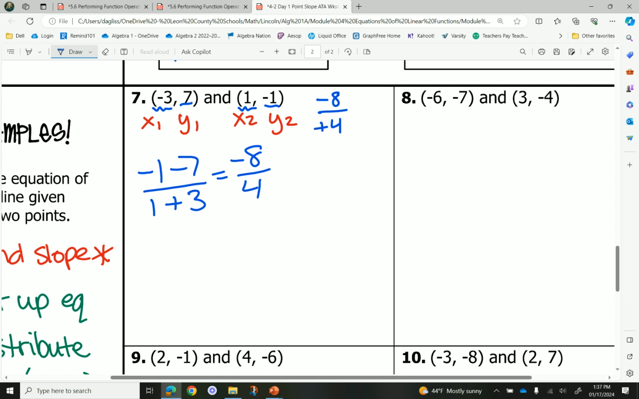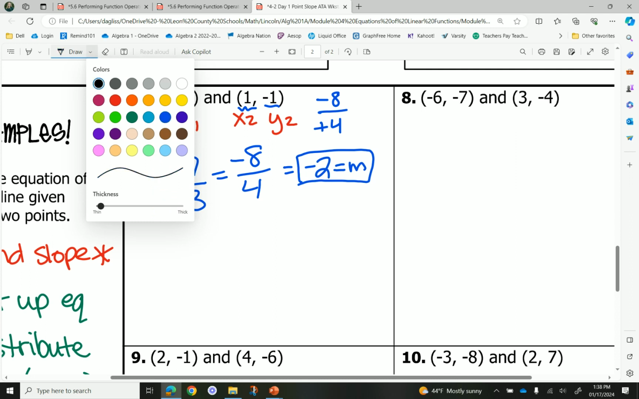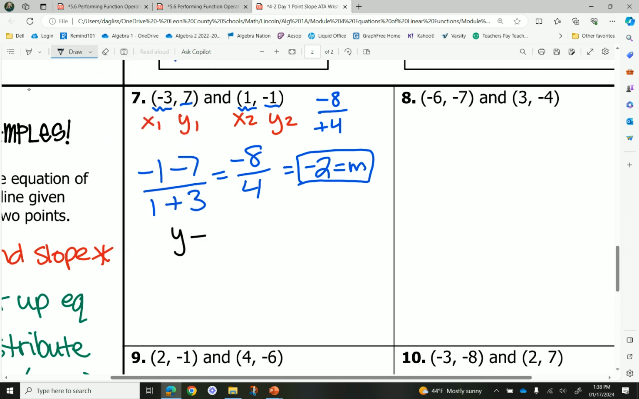If you like the formula, go for it. If you like that thought process better, use that thought process. I like seeing how things change. Regardless, we end up with negative 8 over 4, which is... What's negative 8 divided by 4? Negative 2. Okay? And that is your slope. And now we gotta do what we did on the front. So we're doing a little extra work. Okay? So now we're doing what we did earlier.